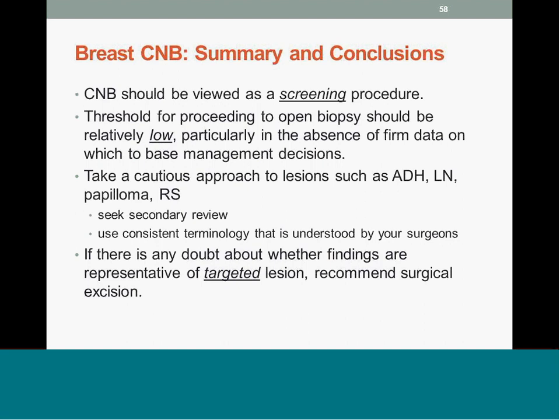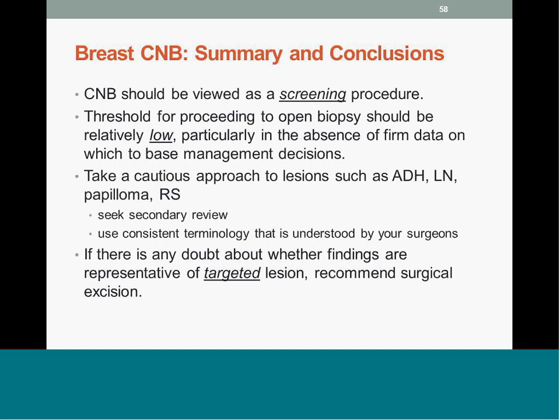So, last slide really, and I apologize for going over a little bit, but really the core biopsy should be viewed as a screening procedure, and the action threshold for moving to open biopsy should be low, especially as I've shown you that there's an absence of firm data in many of these kinds of problematic lesions on which to base management decisions. And so it comes back to a sort of "if in doubt, take it out" approach.